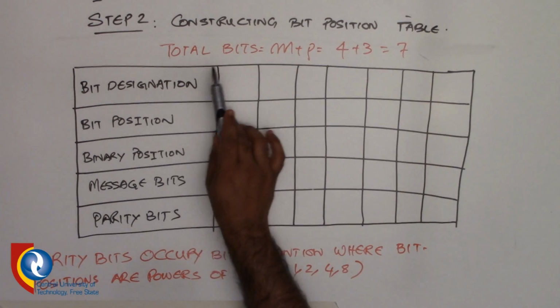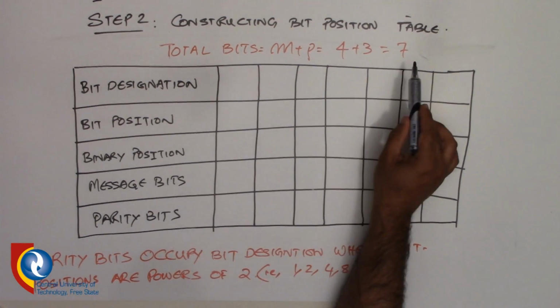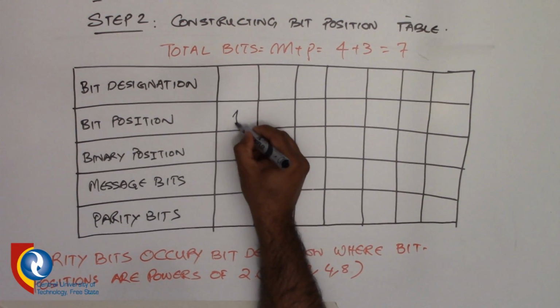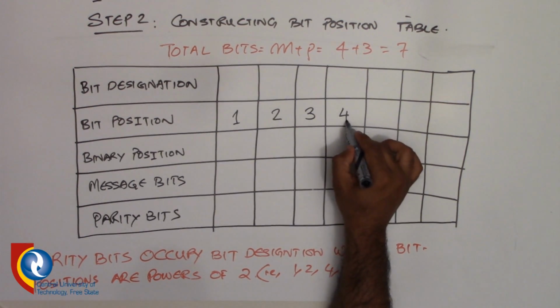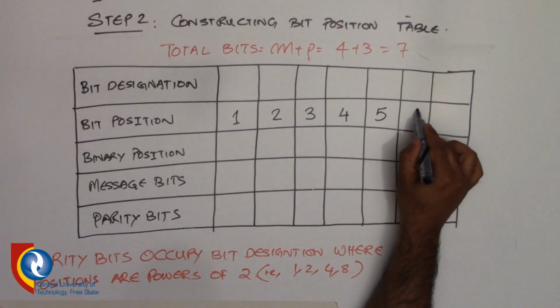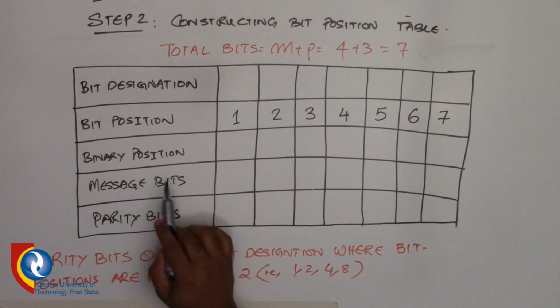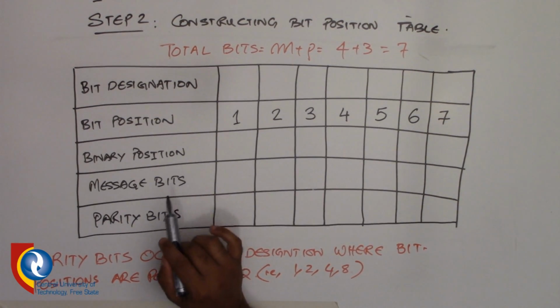So let's start by putting in the number of bits. We have 7 bits in total, so they're going to be 1, 2, 3, 4, 5, 6, and 7. The next step that we do is to determine the binary position.